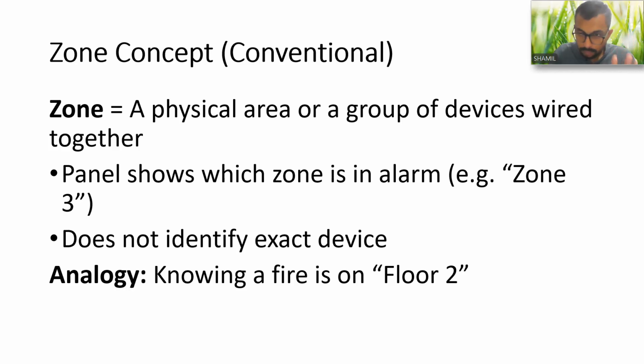An example: suppose there is a G+2 building, and you divide the zones floor-wise. The ground floor will be zone 1, the first floor will be zone 2, and the second floor will be zone 3. So if there is an alarm on the second floor, the panel will show there is an alarm in zone 3, that is, an alarm on floor 2. This is how the zone concept works in a conventional system.